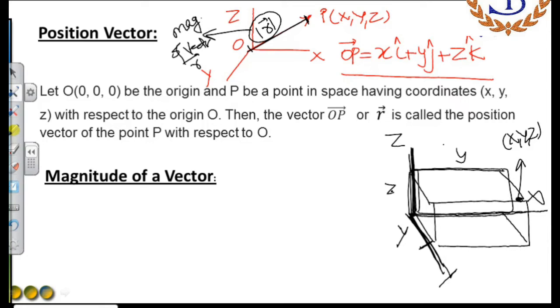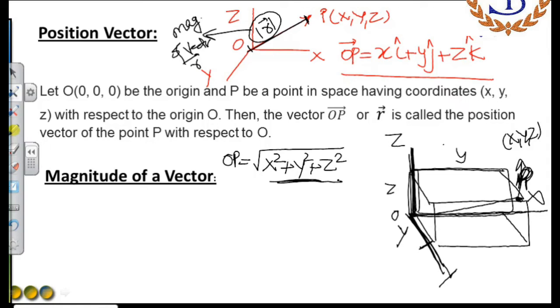So what will be the length of this diagonal from the origin to this point P? What is the length of the diagonal OP? The length of the diagonal will give us the length of OP, and it can be calculated by using this formula: square root of x square plus y square plus z square. This is the length of OP. That's why it is known as the magnitude of the vector OP.